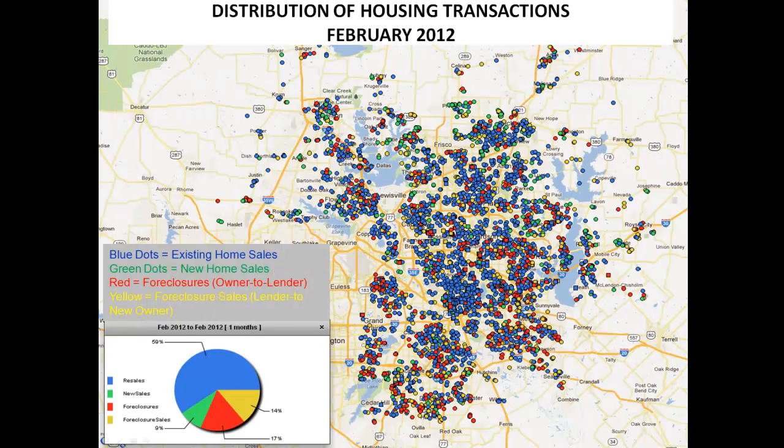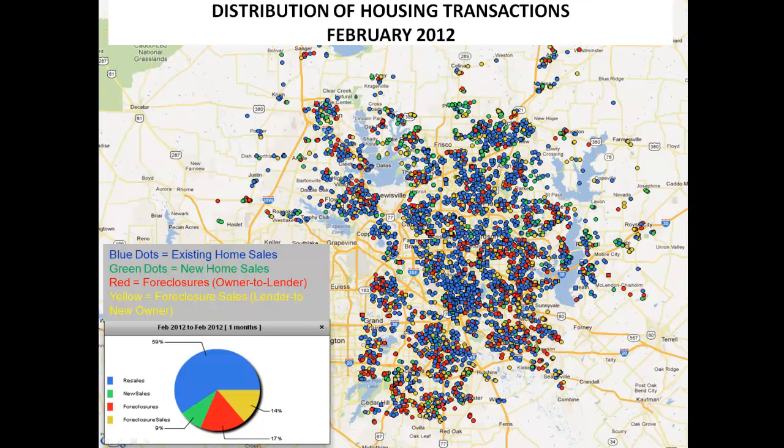Those of you who are familiar with our closings report have seen this for your market area or in many of our past webinar presentations. The blue dots in this particular map are existing home sales. That's a category that can include short sales. The green dots are new home builder subdivision or tract development sales. Red dots are foreclosures. That's owner back to lender. And the yellow dots are foreclosure sales. That's lender out to a new third-party owner.